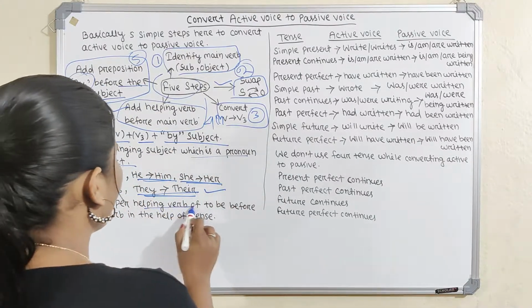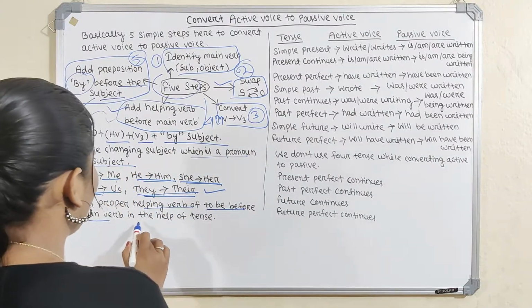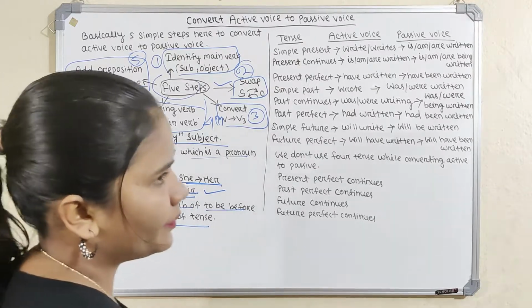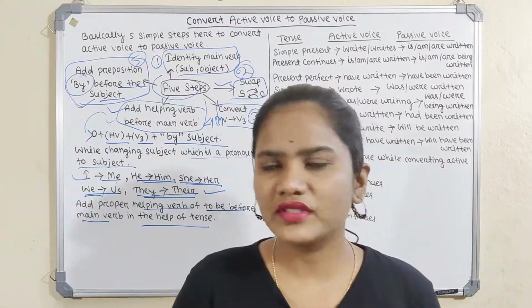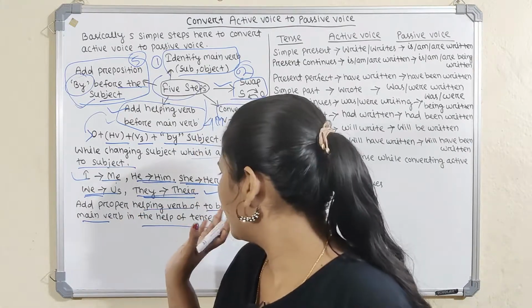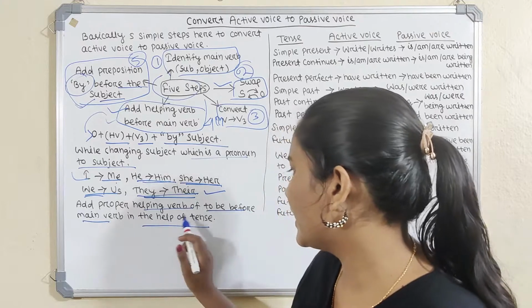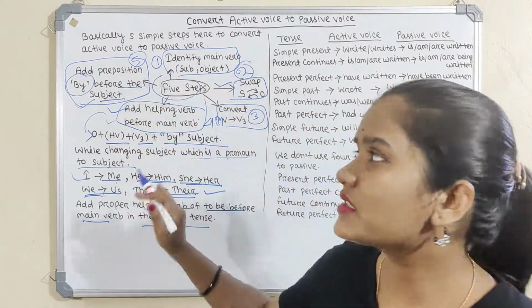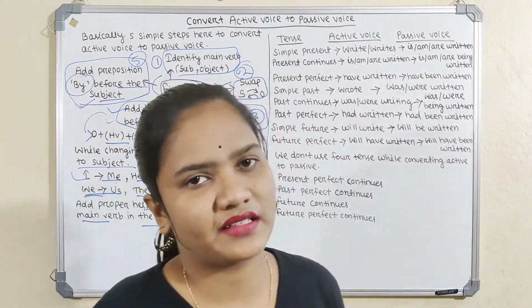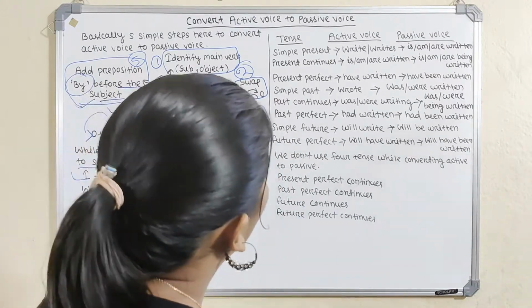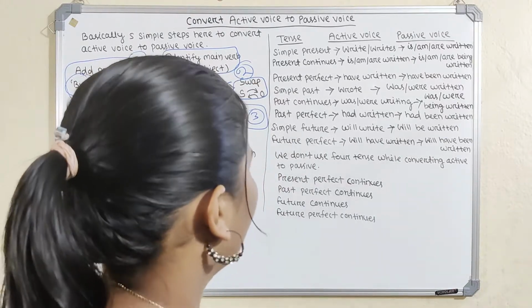Add the proper noun and helping verb to be before the main verb, with the help of the tense. In the sentence, we have to use the helping verb before the main verb. We have to use the helping verb before the main verb with the help of the tense. These are the basic things about active voice and passive voice. Before we convert active to passive, first of all we have to know it.